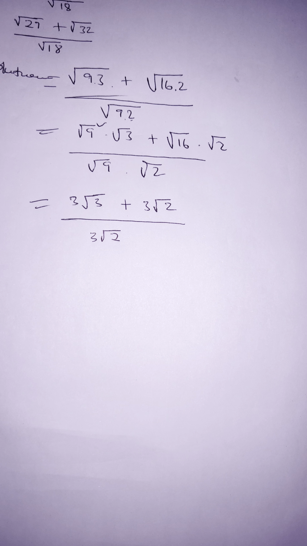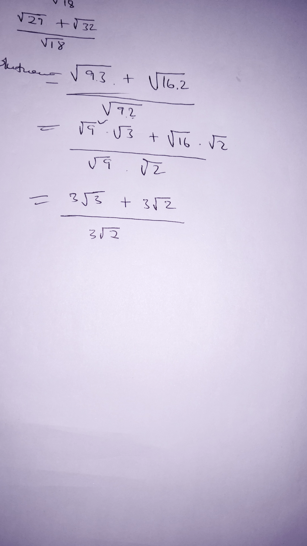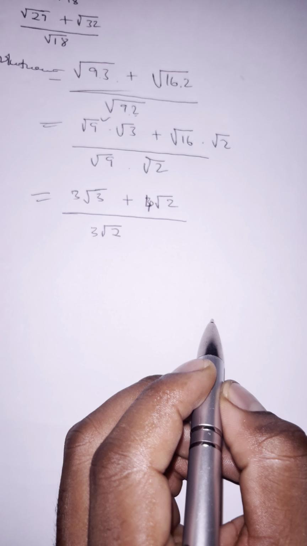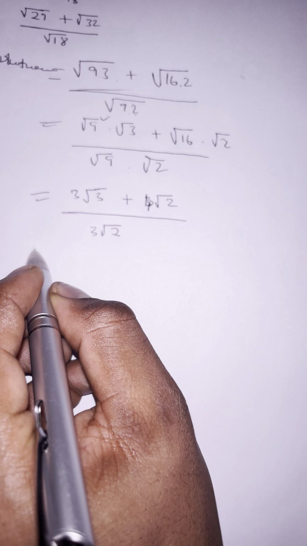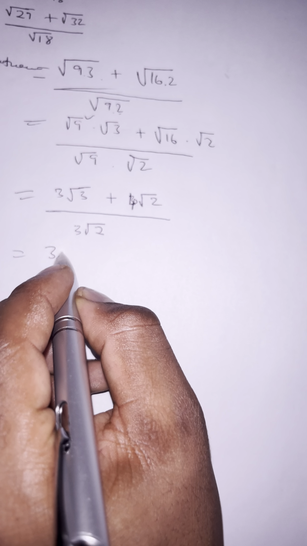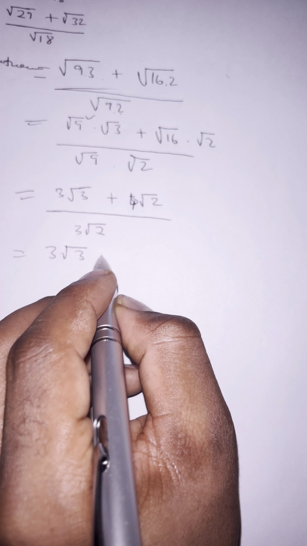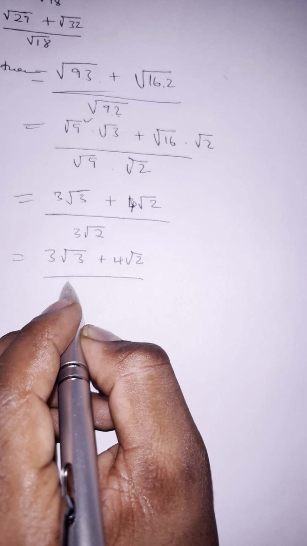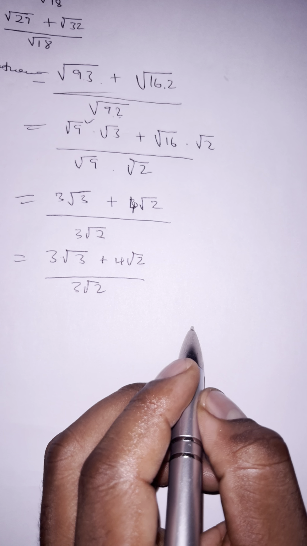I hope you are following. What is common here? The square root of 16 is 4. Now it is equal to 3 square root of 3 plus 4 square root of 2, divided by 3 square root of 2.